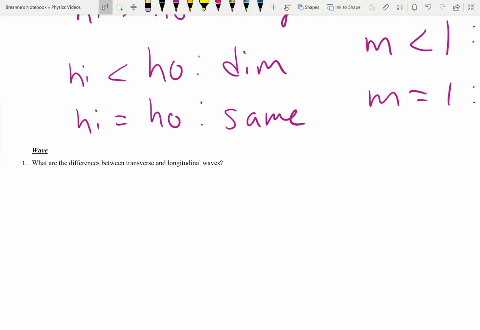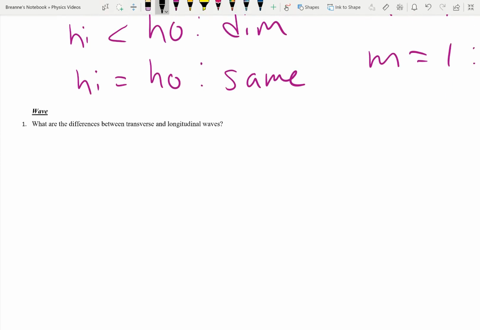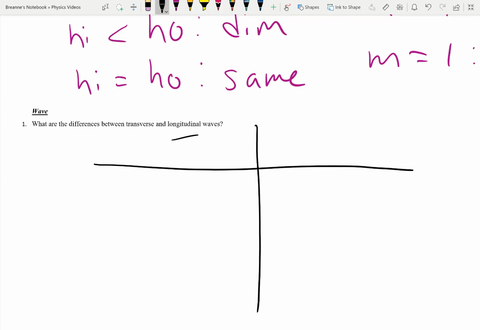So waves in general. What is the difference between transverse and longitudinal waves? Let's make a T-chart for that. So I make these transverse and these longitudinal. So a couple of things. For transverse waves are perpendicular.